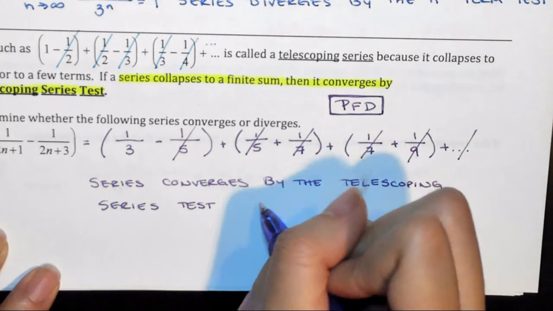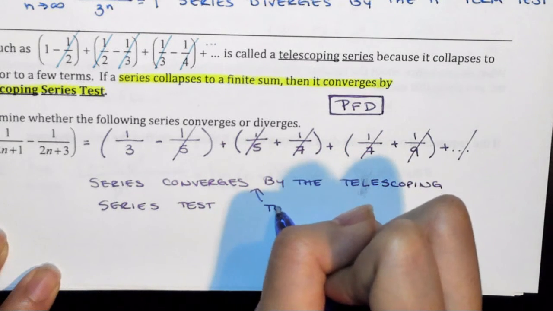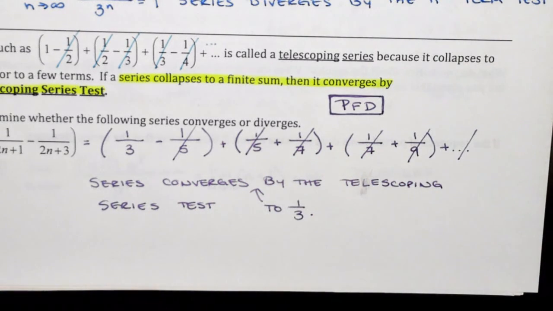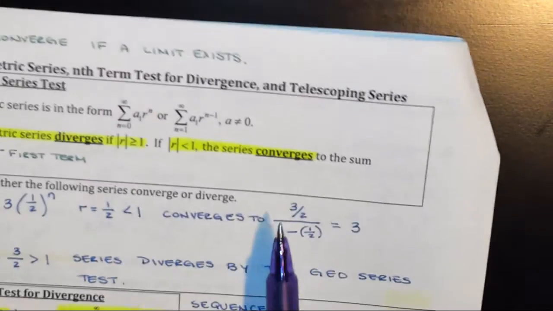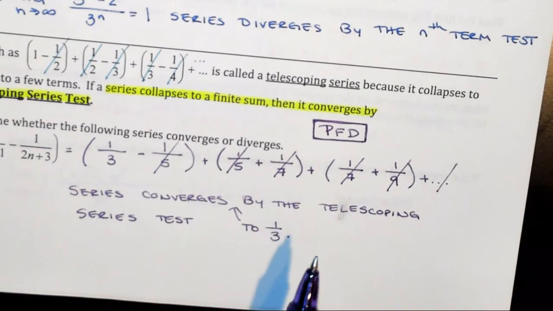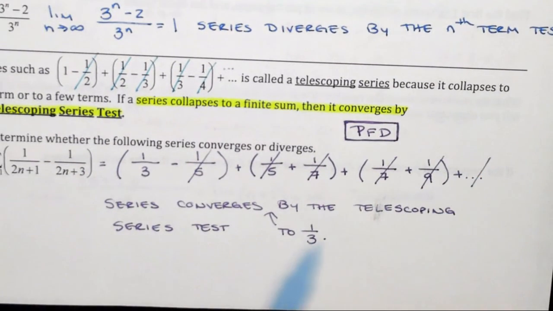And you can actually say that it converges to 1/3, but remember, most of the time you're not going to be able to say what it converges to unless it's a geometric series, like up here, or a telescoping series. All the other ones, they don't tell you what it converges to, they just tell you that it actually converges.